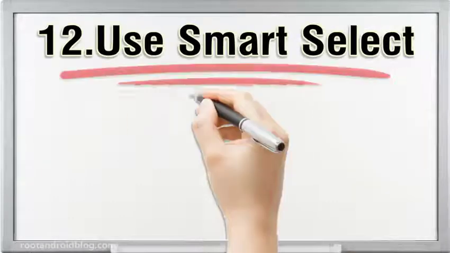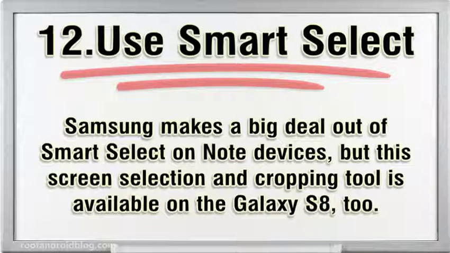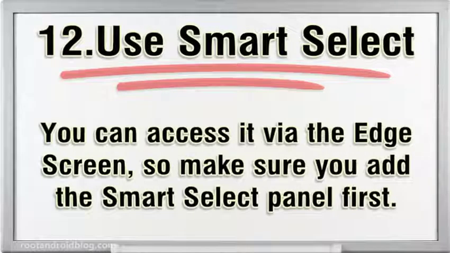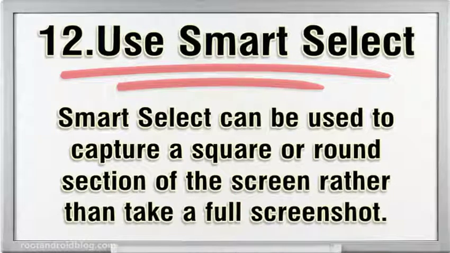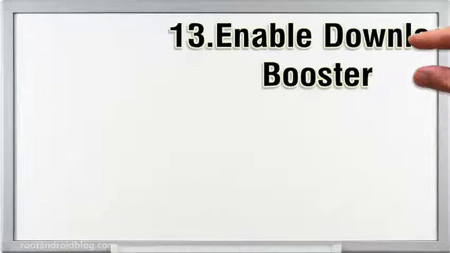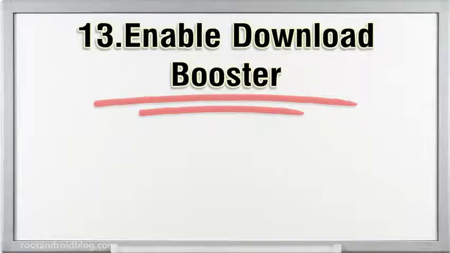12. Use Smart Select. Samsung makes a big deal out of Smart Select on Note devices, but this screen selection and cropping tool is available on the Galaxy S8, too. You can access it via the Edge screen, so make sure you add the Smart Select panel first. Smart Select can be used to capture a square or round section of the screen rather than take a full screenshot.